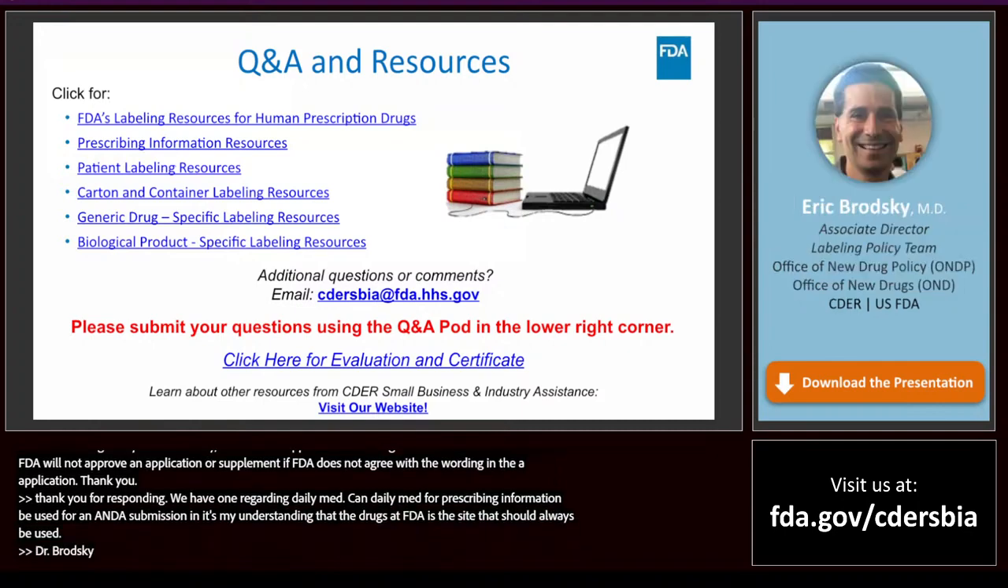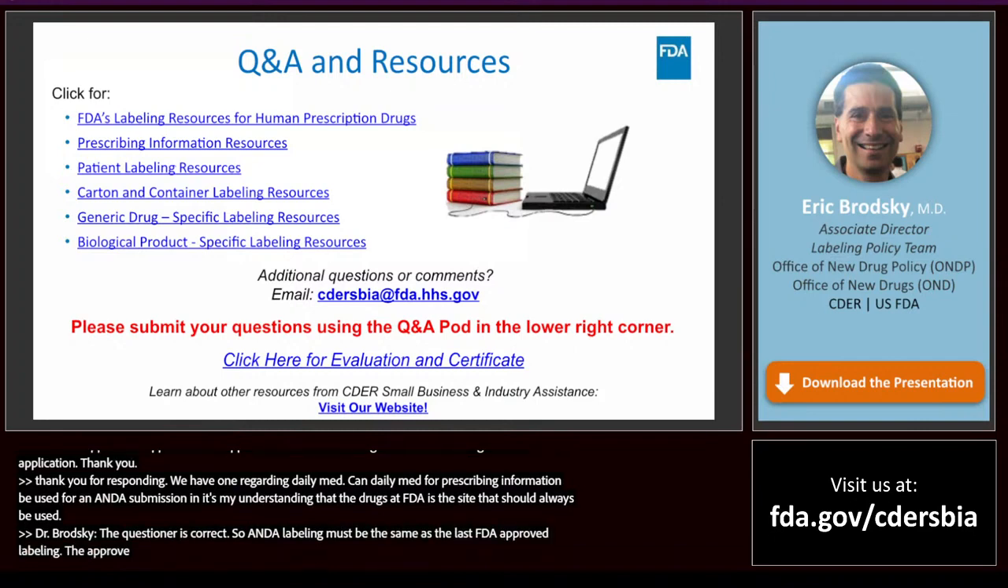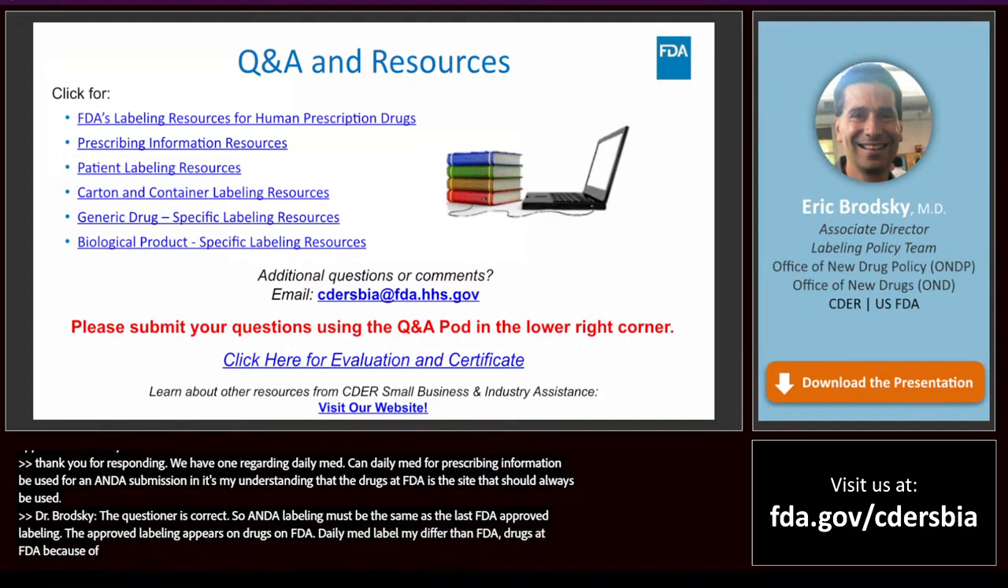The questioner is correct. So ANDA labeling must be the same as the last FDA approved labeling. FDA approved labeling appears on Drugs@FDA. The labeling on DailyMed may be different than Drugs@FDA because of the minor and moderate changes as discussed before. So yes, ANDA labeling should look to the last approved FDA labeling for the RLD on Drugs@FDA.